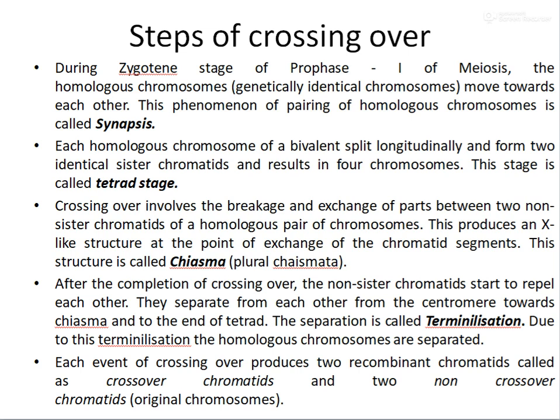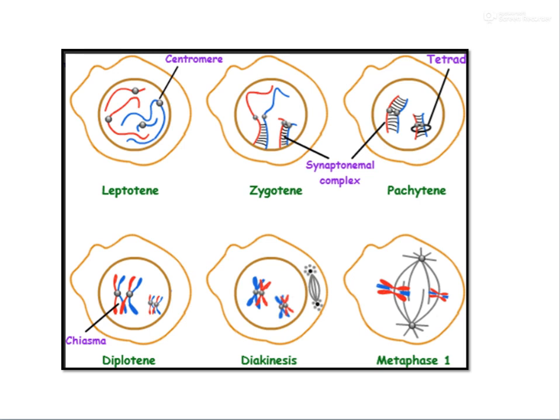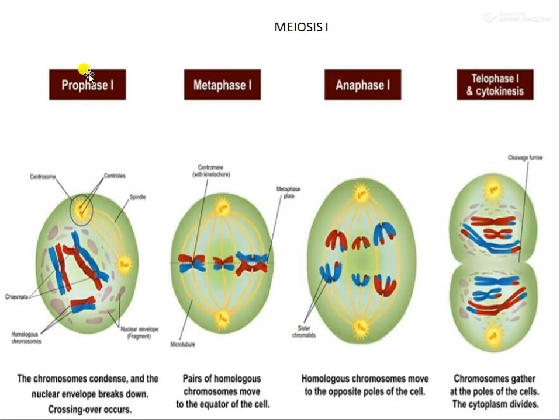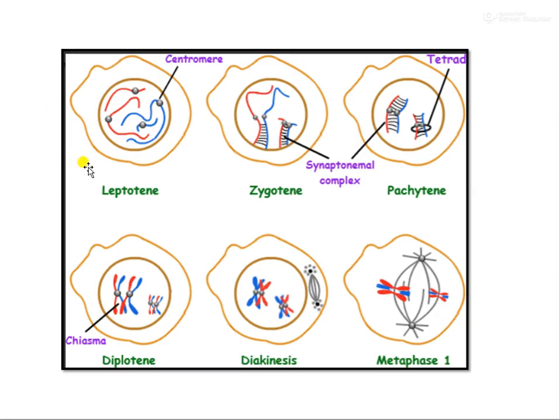If we consider the different stages pictorially, in prophase 1 you have different stages: leptotene stage, zygotene stage, pachytene stage, diplotene stage, and diakinesis where the terminalization occurs, and then you have metaphase 1. Just remember, in meiosis 1 you have prophase 1, and this prophase 1 itself contains different stages.